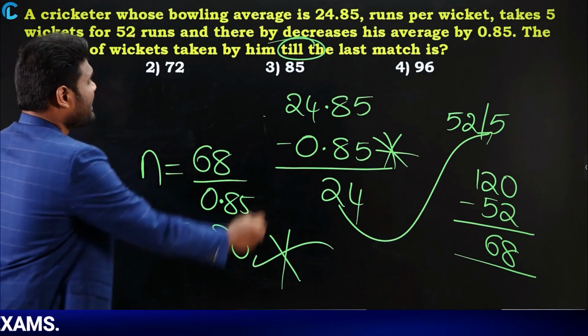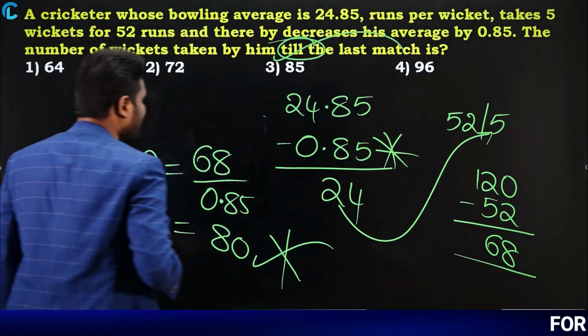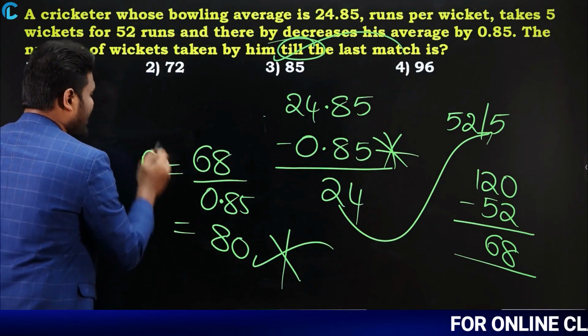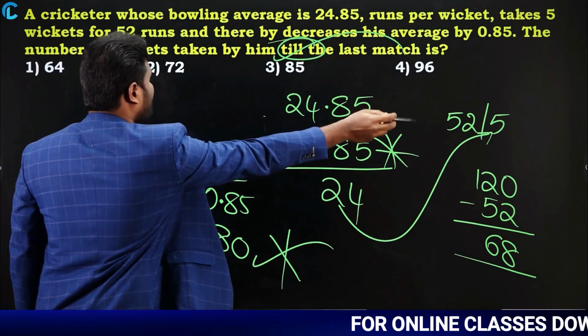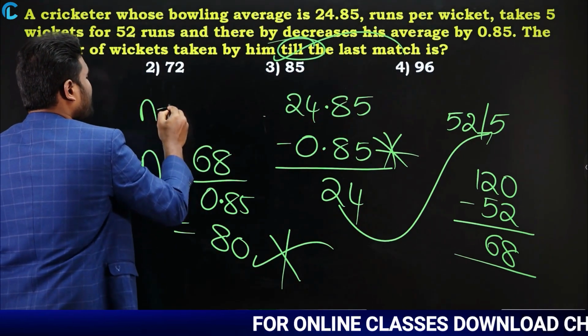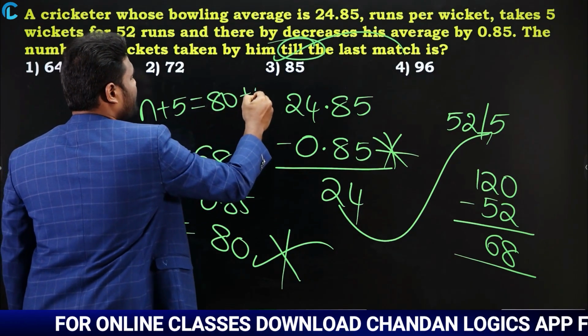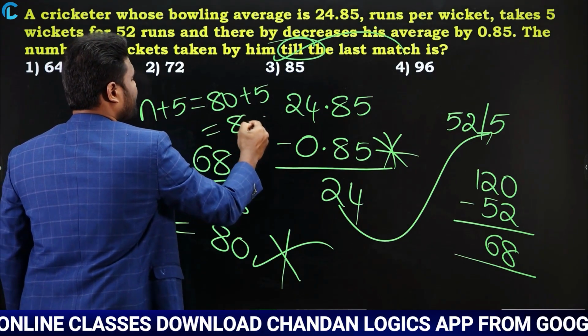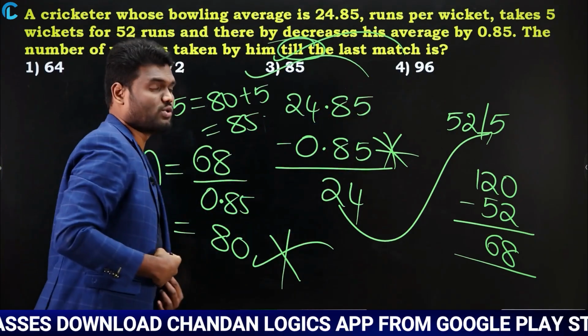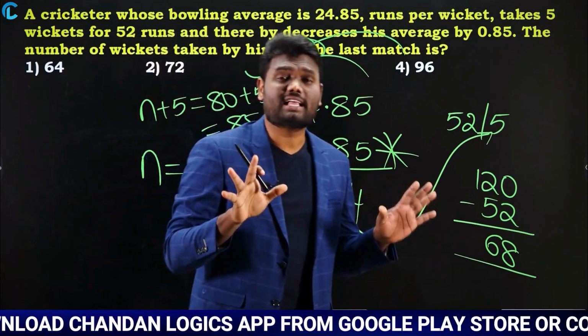Your answer is till the last match. As it is till the last match, this is the n value. So as he has taken 5 wickets extra, n plus 5 is going to be 80 plus 5, which is 85, which means the answer for this question is going to be 85. Okay, as simple as that.